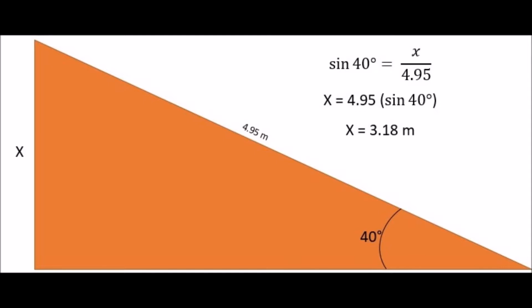This gives us that x equals 4.95 multiplied by sin of 40 degrees. And now with this, we got that x is 3.18 meters. So we have that the height of the house is 3.18 meters.